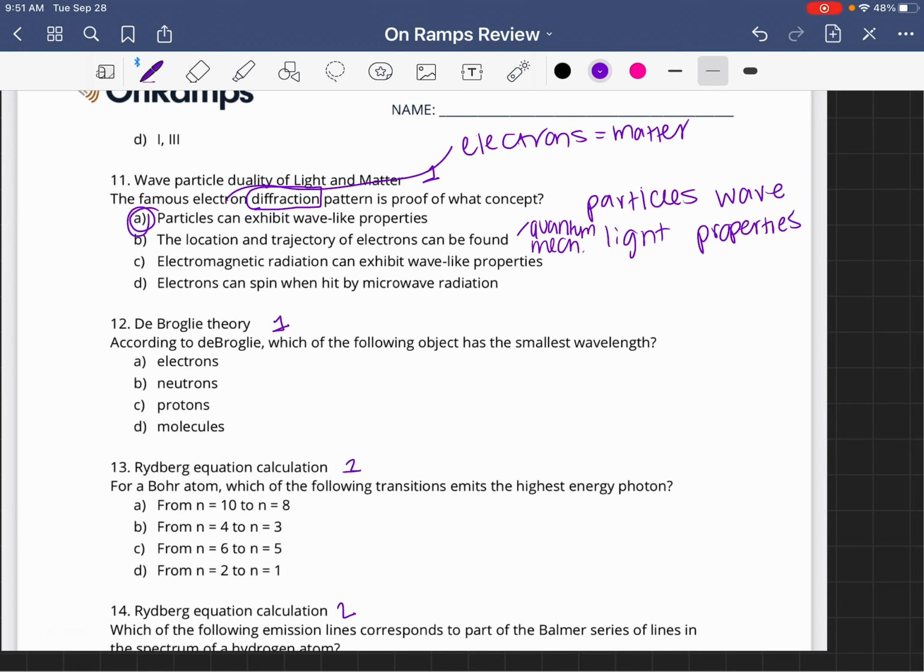According to de Broglie, which of the following has the smallest wavelength? Remember, de Broglie's equation says wavelength is inversely proportional to mass. So the bigger the mass, the smaller the wavelength. The smaller the mass, the bigger the wavelength. So we want the smallest wavelength, which is this scenario.